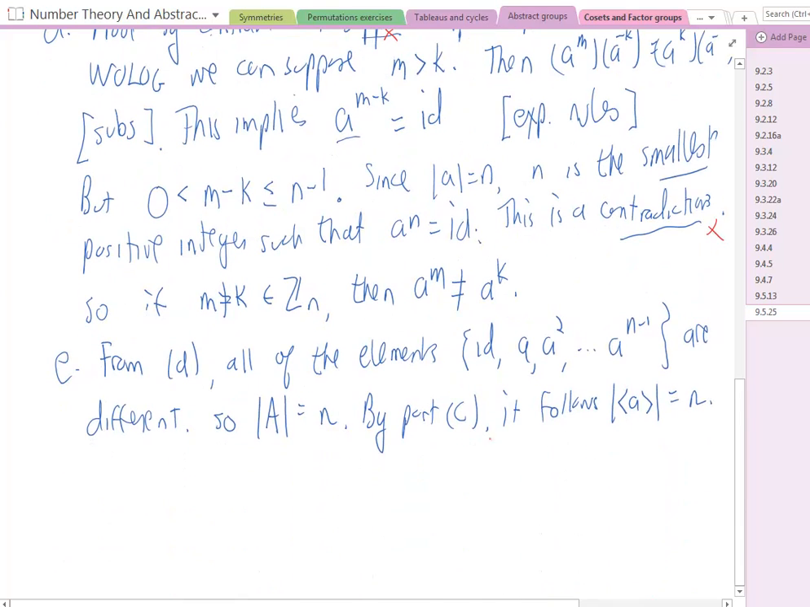So I've shown that n is equal to the order of big A. The order of big A is equal to the number of elements in the cyclic group, so that tells me that n is equal to the number of elements in the cyclic group. We're done. Go get a cup of coffee.